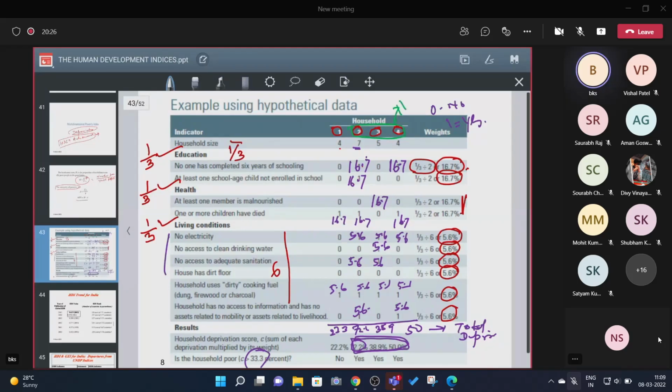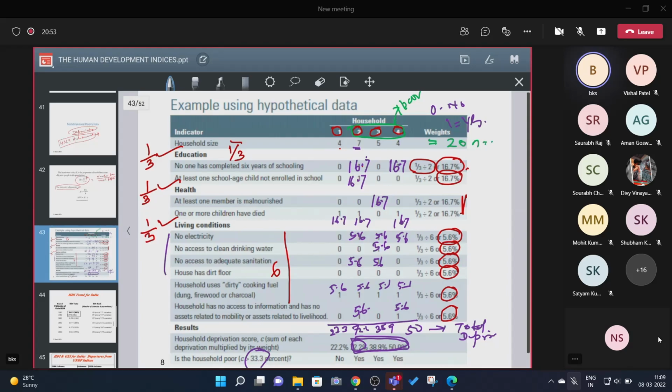So here these are poor. Now we can calculate the total population. Total population is 4, 7, plus 5 plus 4. That is your total population is 20. So n is equal to 20.